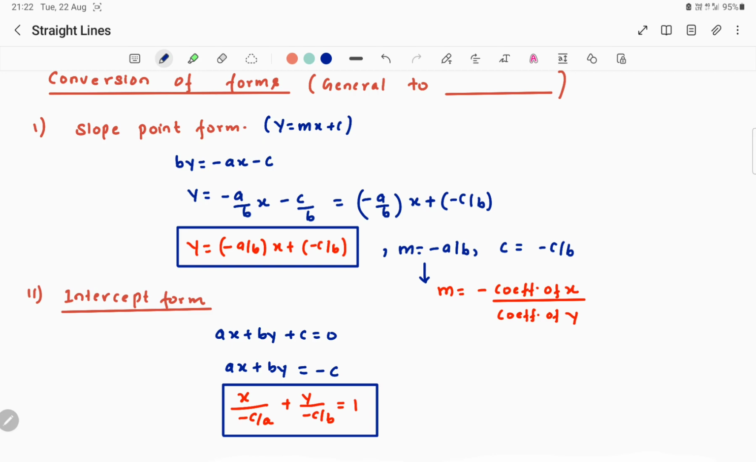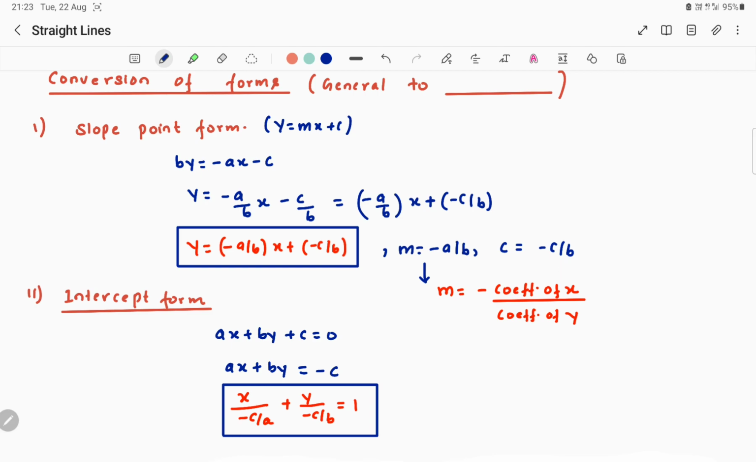It means what? y should come on one side. So in the given equation ax + by + c = 0, you try to isolate y on one side. When you do that, you will get the equation y = -(a/b)x + (-c/b). By comparing it with y = mx + c, you can see the slope is -a/b, and c is what?